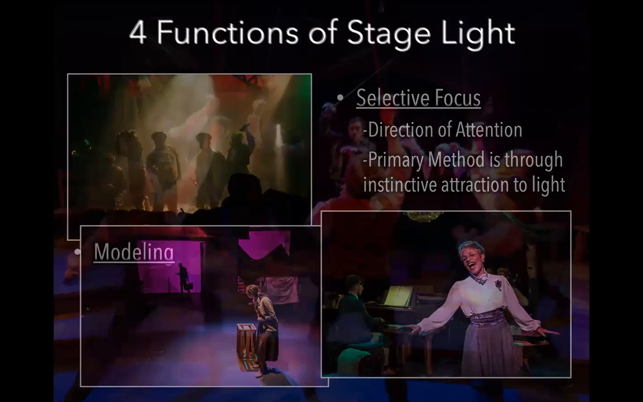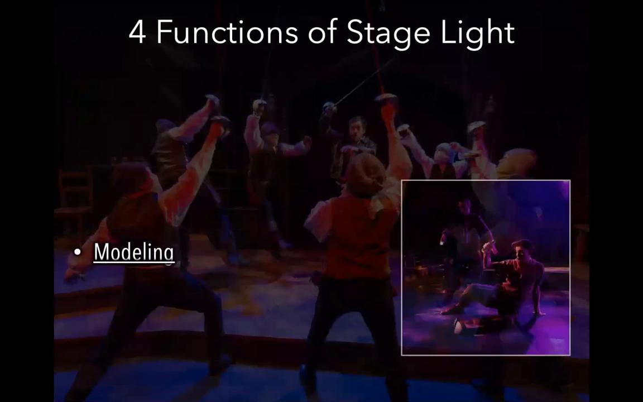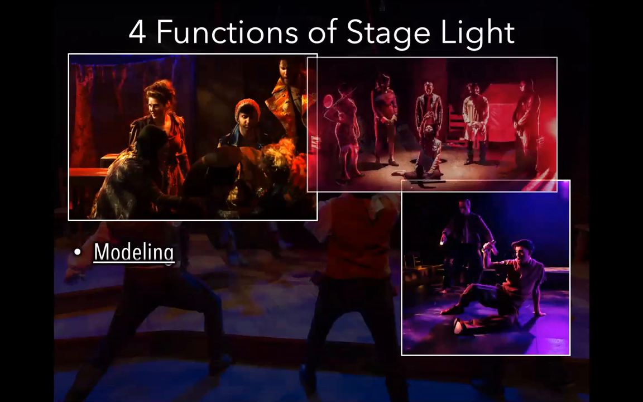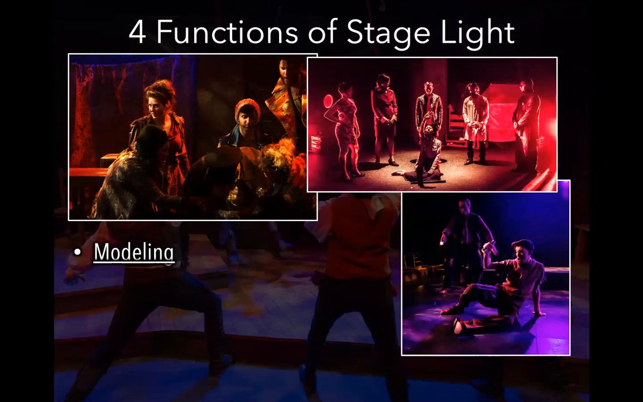Okay, the next one is modeling. So modeling is defining the shape of a character, defining the shape of a thing on stage, okay? So it's taking lights from multiple different angles to create outline, to create shadow, to create texture, to create a feeling. So this is actually from the scene of Big Fish from The Witch.